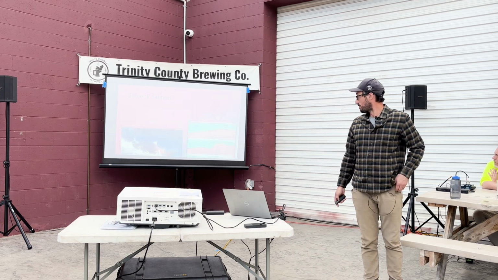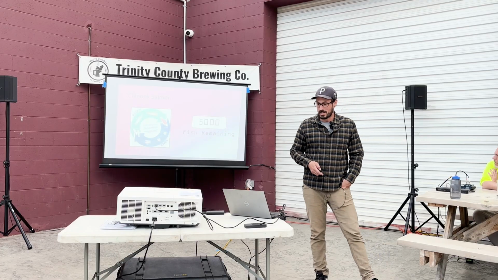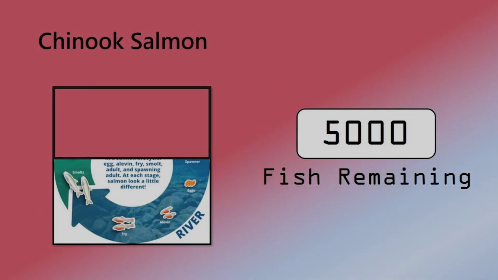Okay, and we're back. All right, now I'm going to introduce our fish counter. We're going to start with 5,000 eggs, freshly deposited and expertly covered by a slightly above average female Chinook. We're going to follow this clutch as they hatch and emerge from the gravel and make their way through their migration to the ocean.